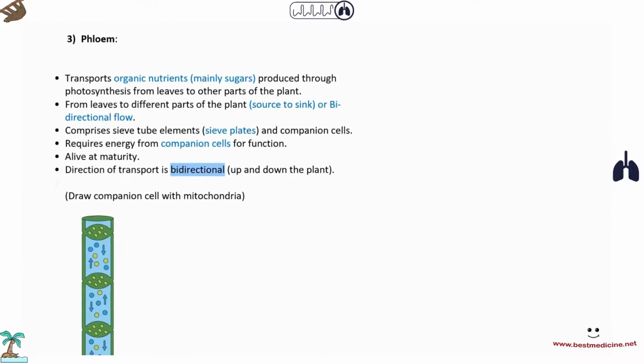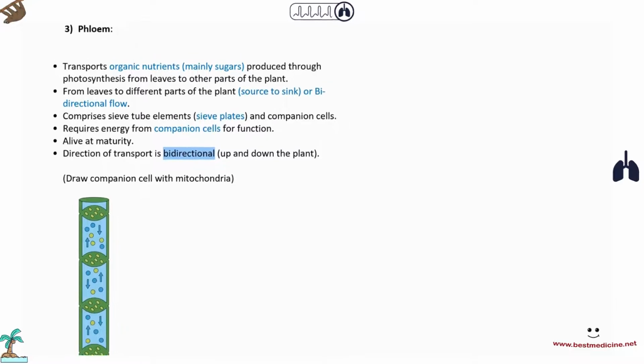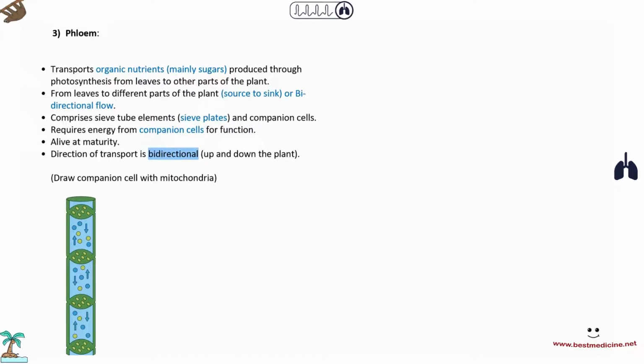Phloem is a tissue that transports organic nutrients, mainly sugars, and amino acids and lipids from the source, usually the leaves, to the sink, like roots or stems or fruit, and therefore it is a bidirectional flow, because it's not going one way.